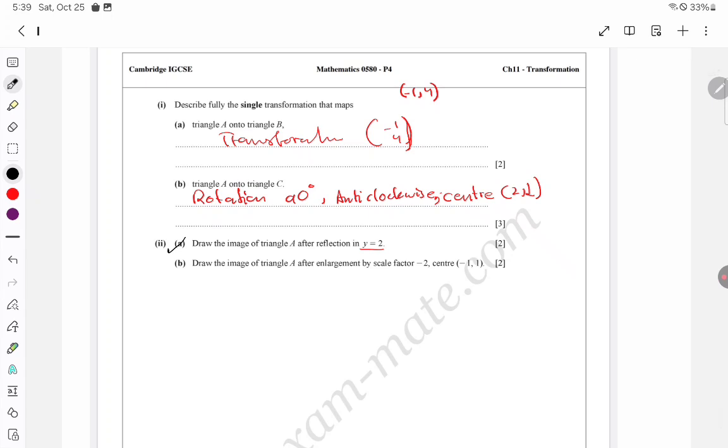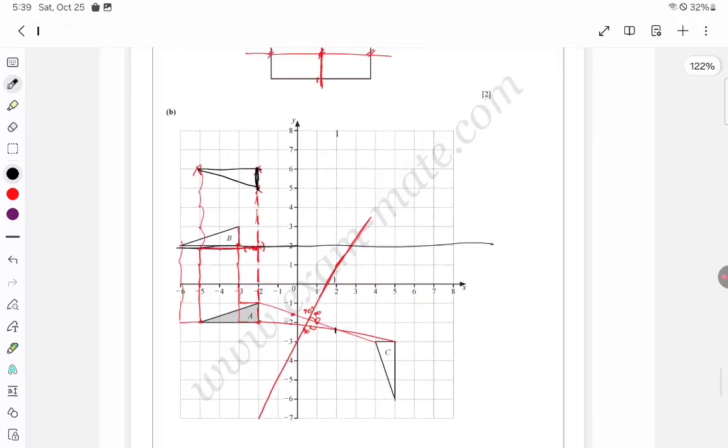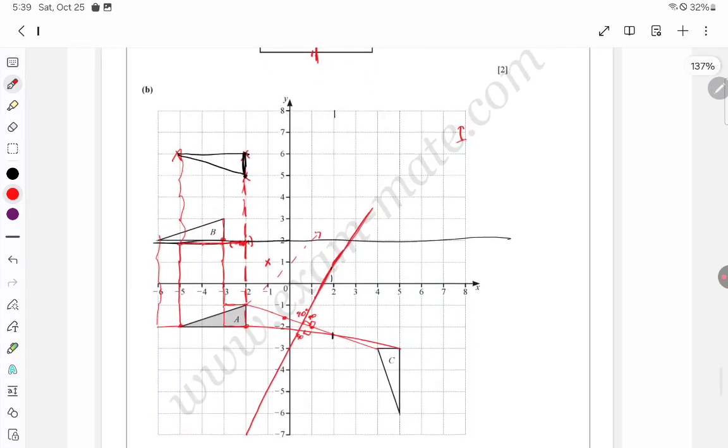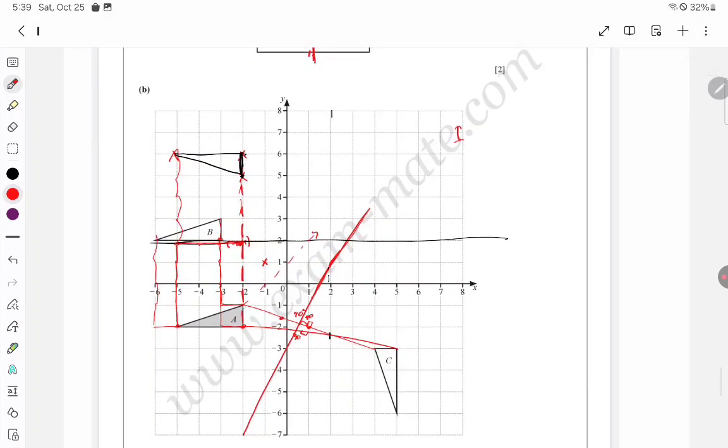Now for the B, draw the image of triangle A after enlargement by a scale factor -2, center -1, 1. So first mark the center, which is -1, 1, right here. Now -2 indicates that we are changing the quadrant to the opposite side. So for the opposite side, we are moving to the first quadrant right here. To draw, start from the center. Enlargement, like this is our 1 from the origin, 1, 2. It will become 2, 4.